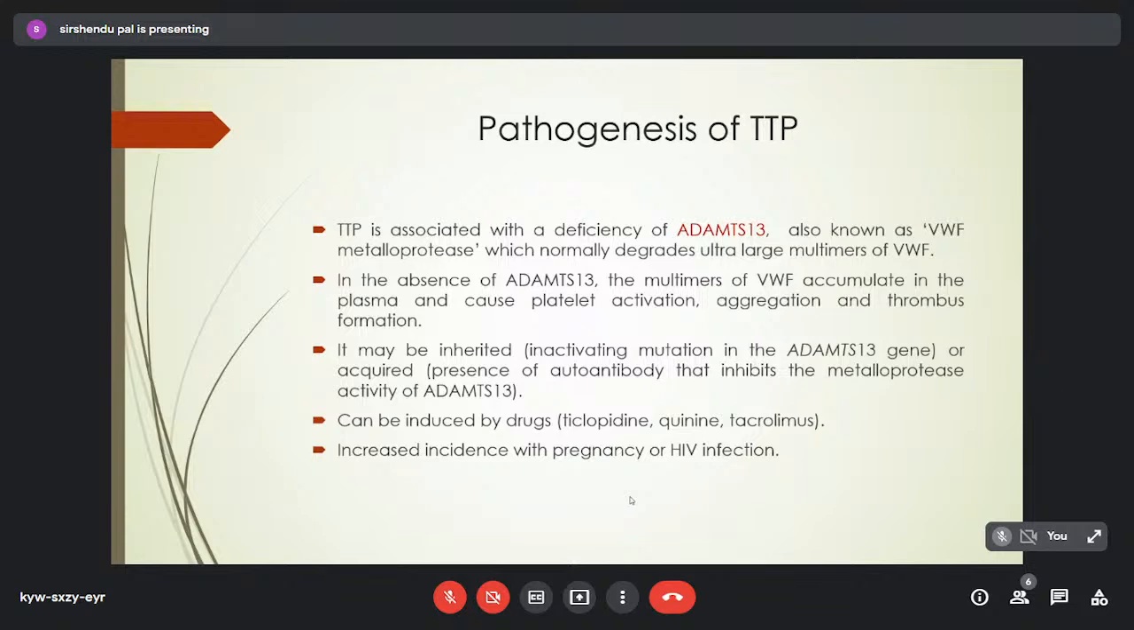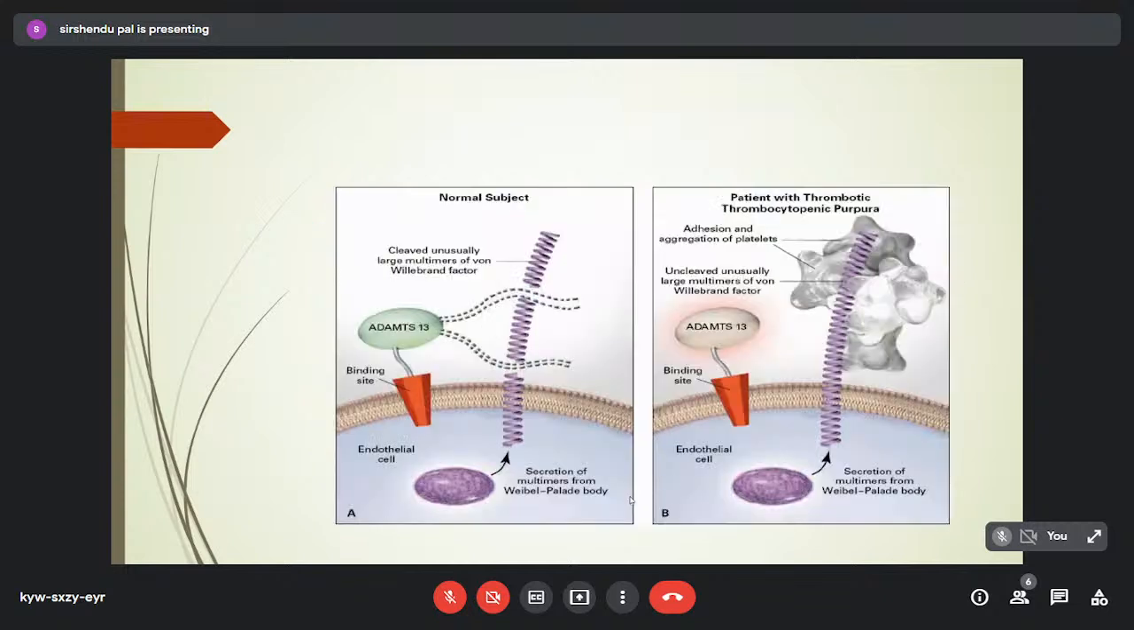In the absence of ADAMTS13, the multimers of the von Willebrand factor accumulate in the plasma and cause platelet activation, aggregation, and thrombus formation. This deficiency of ADAMTS13, that is absence or deficiency, may be inherited due to inactivating mutations or may be acquired. It can be induced by drugs like ticlopidine, quinine, tacrolimus, and there is an increased incidence with pregnancy or HIV infection.